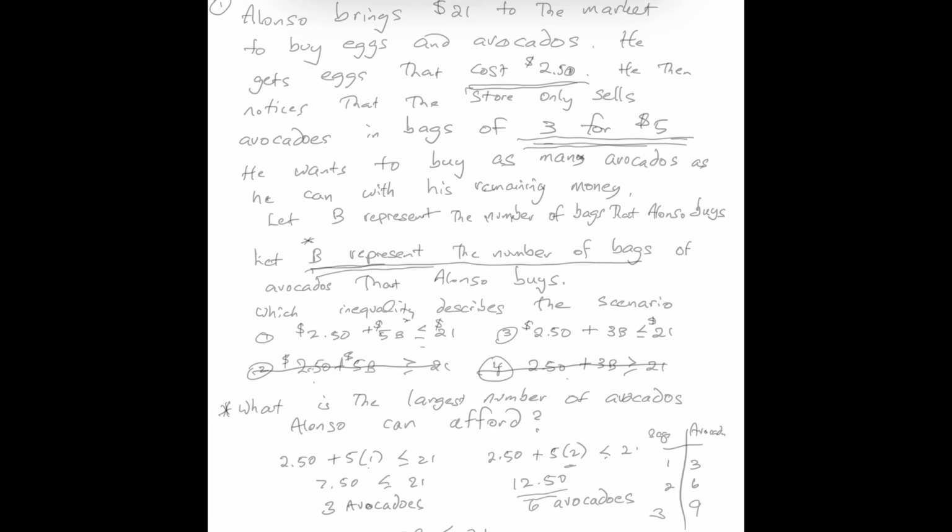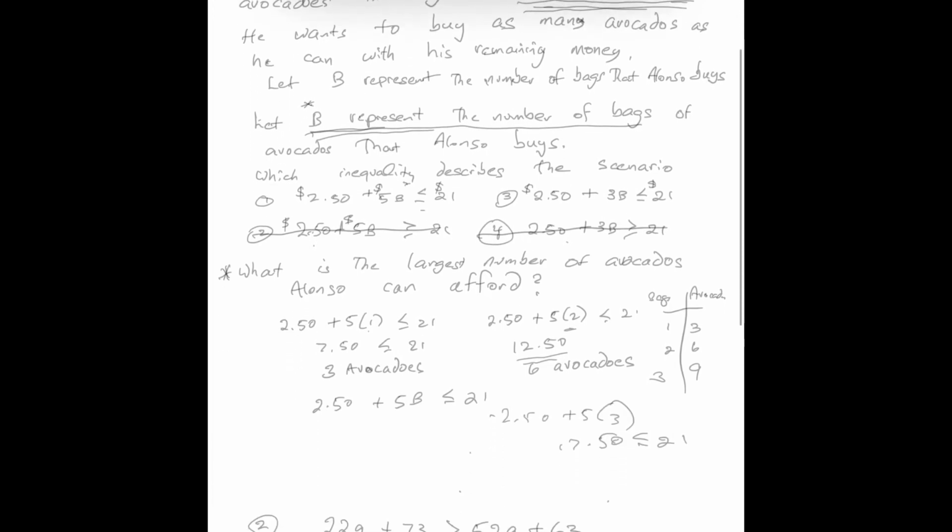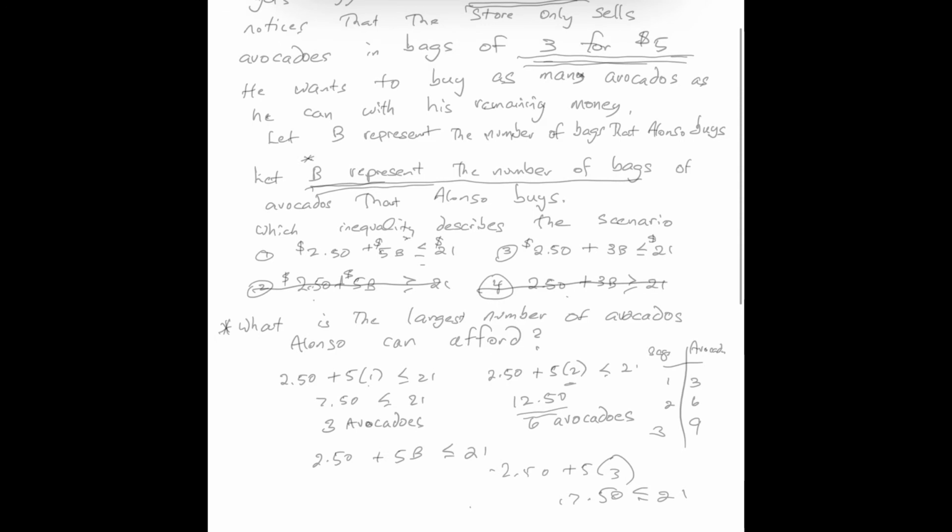It's $2.50 plus 5 times 3, which is equal to $17.50. So is it less than or equal to 21? Now, is there a way we can figure this out more quickly? Yes, there is, actually. What we could do is solve for B. And we're going to subtract $2.50 on both sides, right? Because that's how we solve for a variable.